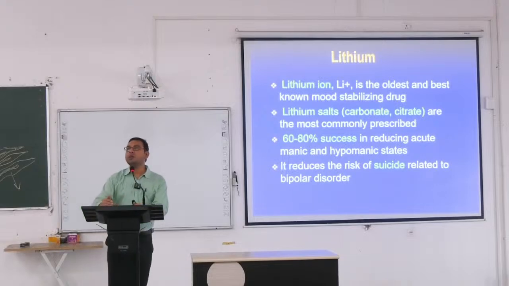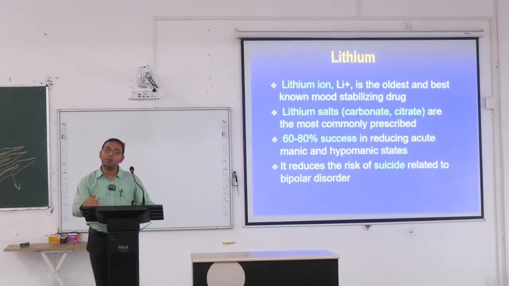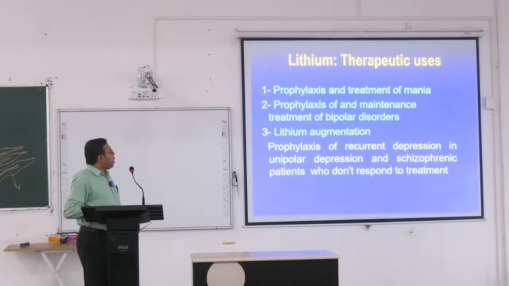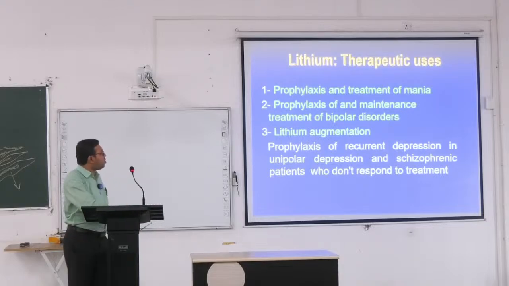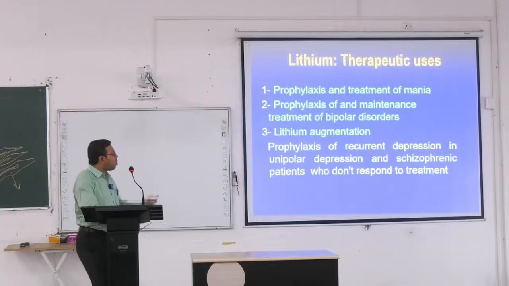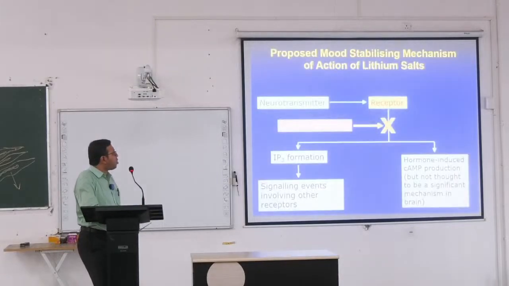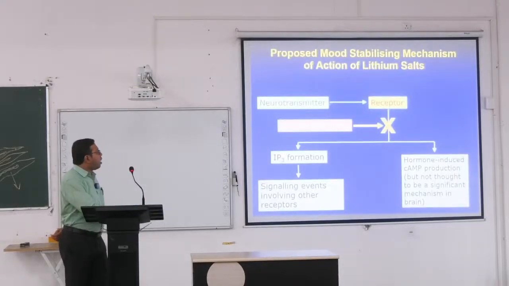Bipolar disorder এ কিন্তু risk of suicide is more than the major depression. Bipolar disorder আরো বেশি হয়, সেই risk of suicide টা কমায়। থেরাপিউটিক ইউজ কোথায় ইউজ করবো? প্রোফাইল্যাক্সিস এন্ড ট্রিটমেন্ট অফ ম্যানিয়া, প্রোফাইল্যাক্সিস এন্ড মেইনটেনেন্স ট্রিটমেন্ট অফ দ্য বাইপোলার ডিসঅর্ডার এন্ড লিগমেন্ট ওটা লিথিয়াম অগমেন্টেশন সাধারণত বাড়ানো হয় ক্রনিক ডিপ্রেশনের ক্ষেত্রে, ডিটেলস ইজ নট রিকোয়ার্ড। লিথিয়াম কিভাবে কাজ করে?